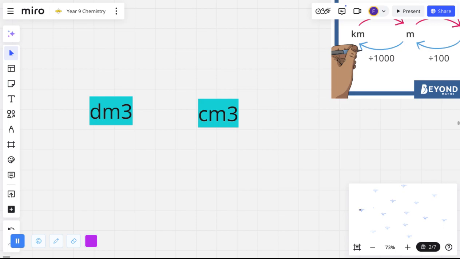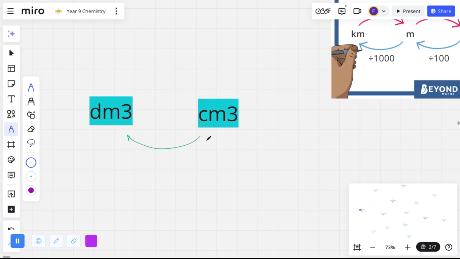So in about 2 or 3 weeks, we're going to look at concentration in chemistry. And in concentration, your units are always dm cubed. But how do we convert? If I've got centimeter cubed and I want to go to dm cubed, I will divide by 1000. And this is the one thing I do like about these presentations here. All right. So I'm going to divide by 1000.